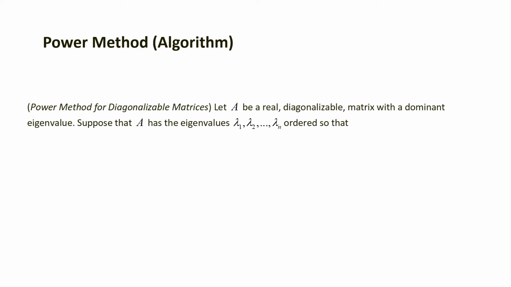If we consider a matrix A, which is a diagonalizable matrix with a dominant eigenvalue, suppose that the matrix A has n eigenvalues, and these eigenvalues are ordered in such a way that lambda 1 is the greatest eigenvalue in magnitude. So the power method will be applied to find the value of lambda 1.